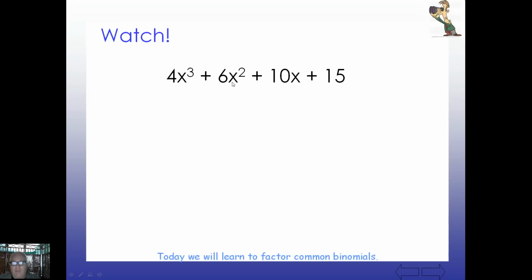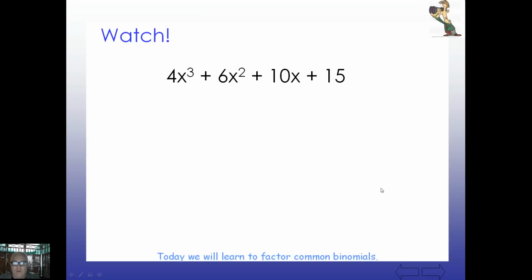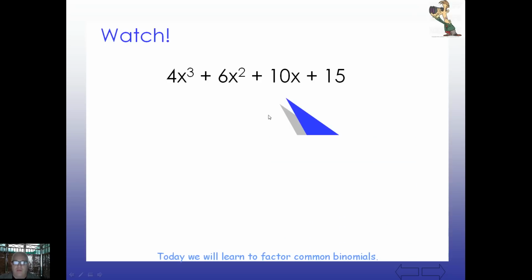You've got now a polynomial with 4 terms: 4x cubed, positive 6x squared, positive 10x, positive 15. And what we can see here is that this is going to be too large really to tackle, and there's really nothing we can take from everything. These guys have x's, but this one doesn't. These 3 are even, but 15 is odd, and so on. Okay, so what can we do? Let's go ahead and break it into 2 smaller groups. So maybe we could group this up into 4x cubed plus 6x squared, and we can view that as a group, and then we can view 10x plus 15 as a group.